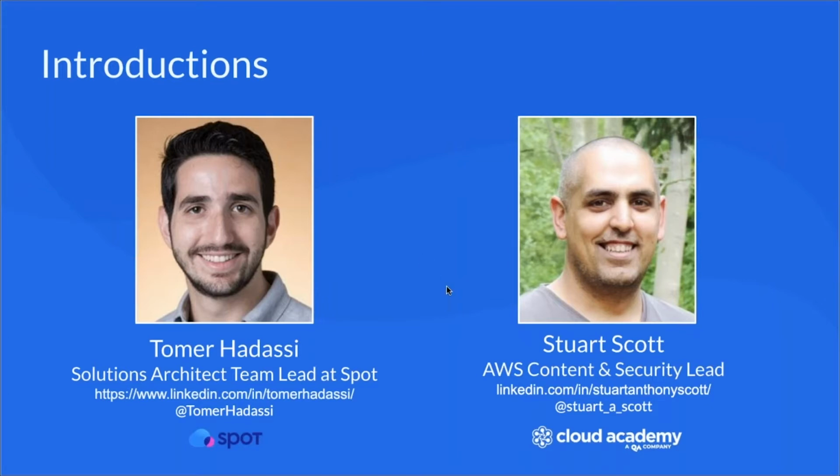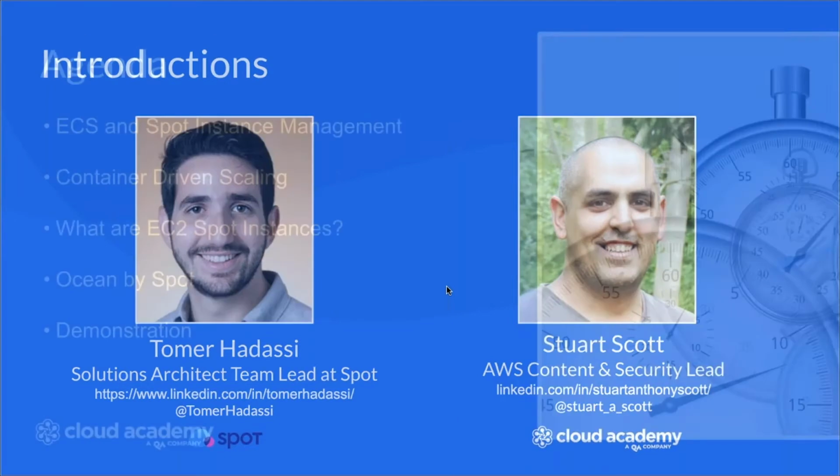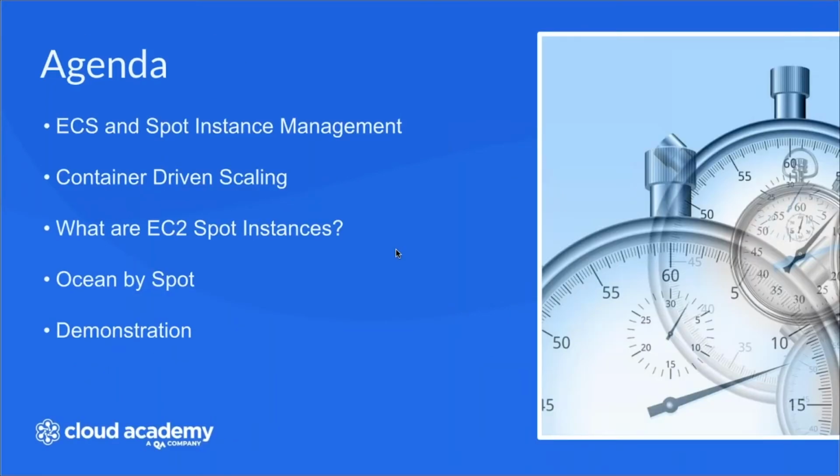So let's take a quick look at our agenda before I hand the reins over to you. We'll start off by looking at ECS and Spot Instance Management. We'll then take a dive into container-driven scaling and how that operates. We'll then cover quickly exactly what EC2 Spot instances are. Then we'll have a review of a product by Spot called Ocean, followed by a demonstration which will involve that product on how to optimize your costs around ECS. And then finally, we'll have a Q&A session.